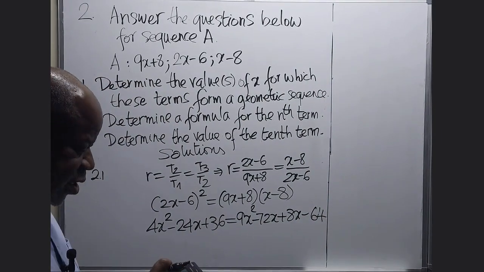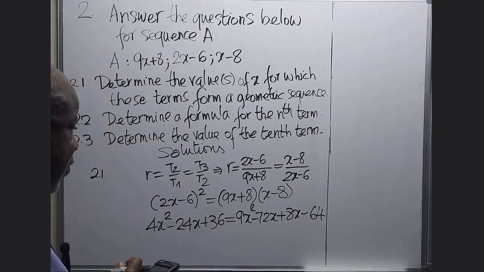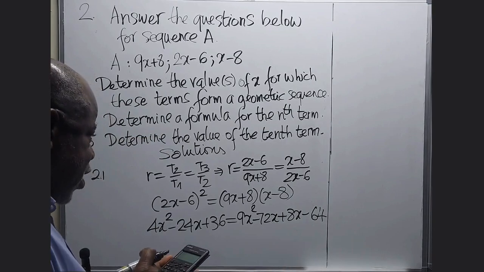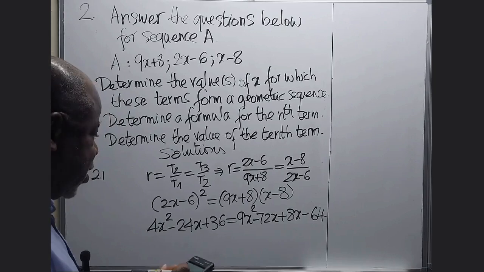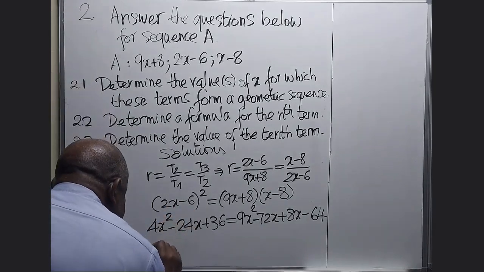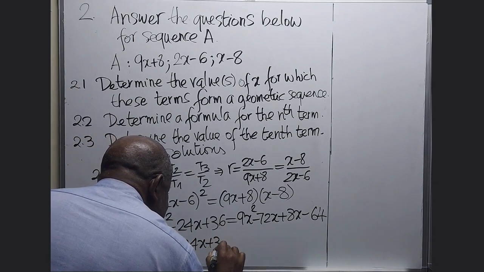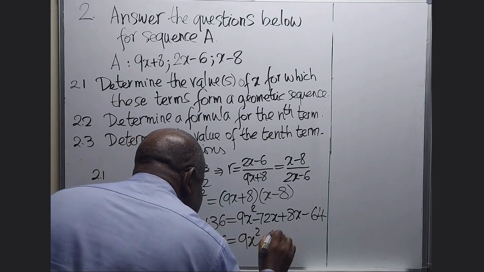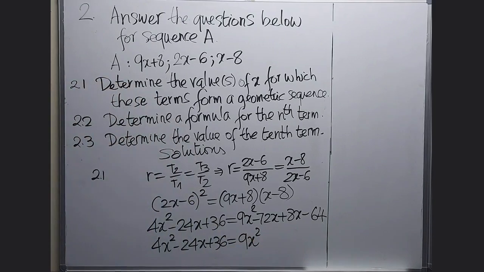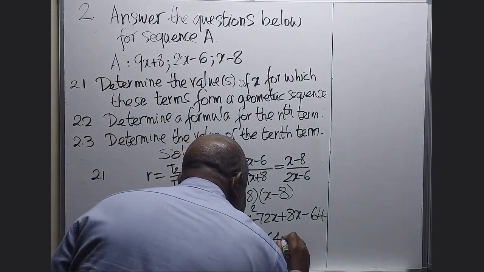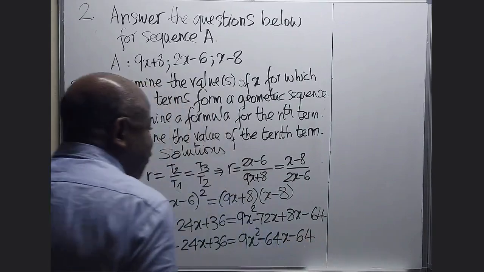So I'm just gonna check, 9 times 8, we gain 72, that is correct. So we'll be having 4x squared minus 24x plus 36. This will be equal to 9x squared, negative 72 plus 8, then we're getting negative 64x minus 64.